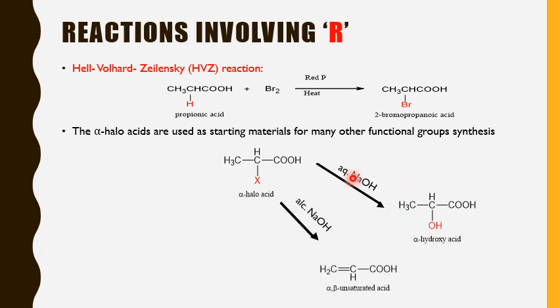And next, instead of aqueous NaOH, if you take alcoholic NaOH, what is alcoholic NaOH? That means alcoholic KOH or whatever it may be. If you have this alcoholic NaOH, then it will undergo elimination, not substitution, where this halogen will be eliminated with the hydrogen of the adjacent carbon. Hence HX will be eliminated, giving an unsaturation between alpha and beta carbons. This way you will get an alpha beta unsaturated acid. So with aqueous NaOH, substitution. With alcoholic NaOH, elimination.